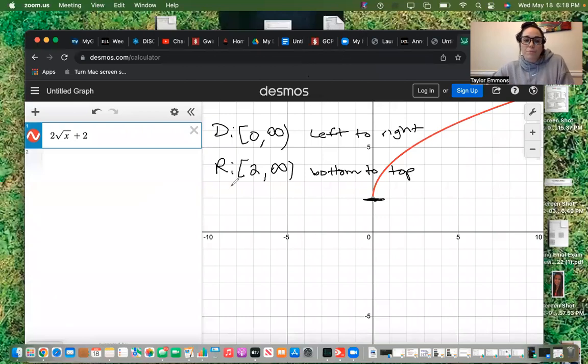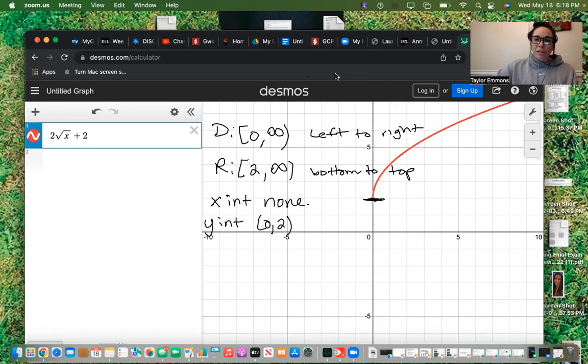For x-intercept, well, it never crosses the x-axis, right? So there's going to be none. For y-intercept, it's going to be (0, 2). So you want to write out (0, 2).